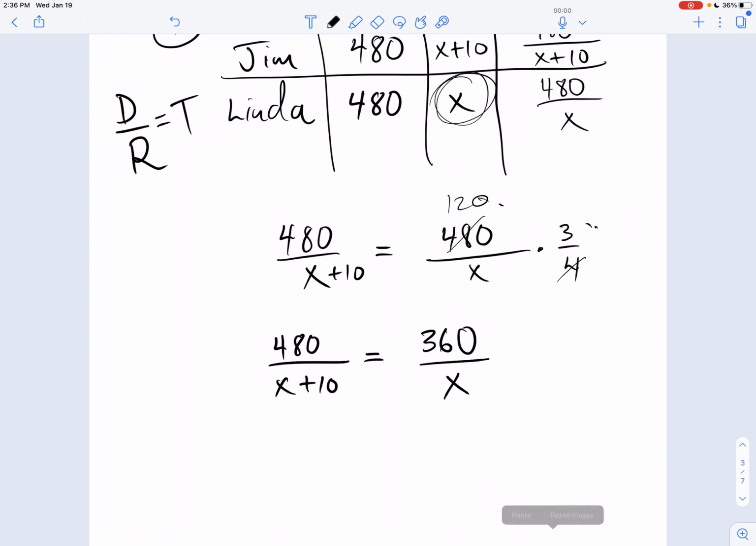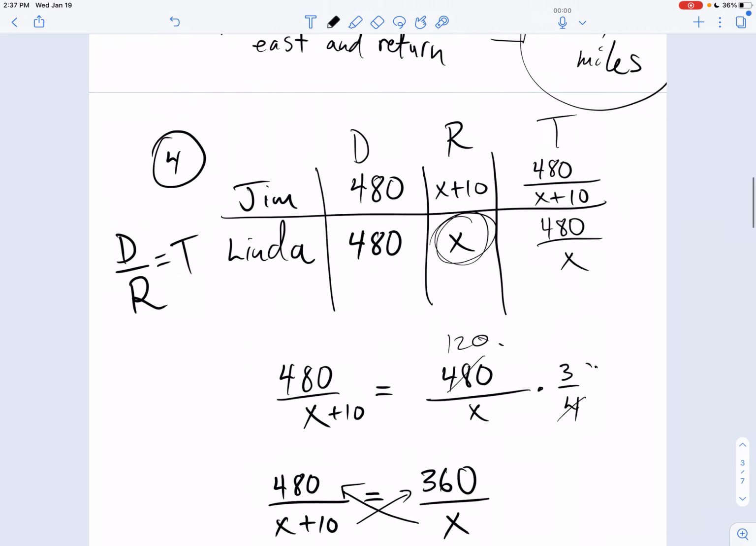Anyway, here we go. Let's cross multiply. And if we did, we'd end up with an equation where I get x equals 30. 30 what? 30 miles per hour. So how fast is Linda going? Well, Linda's going 30. How fast is Jim going? He'd be going 10 miles per hour faster, so Jim is actually going 40.